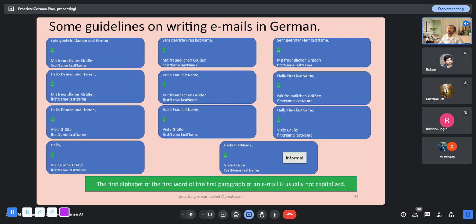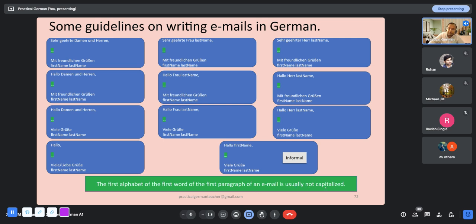Now, I have highlighted this dot dot dot. This means whatever you have, one paragraph or more paragraphs, just write. But please understand, you see sehr geehrter Herr, last name, and you put a comma. So the first sentence of the first paragraph is a part of this sehr geehrter Herr, last name. So the first letter of the first word of the first paragraph of an email is usually not capitalized.